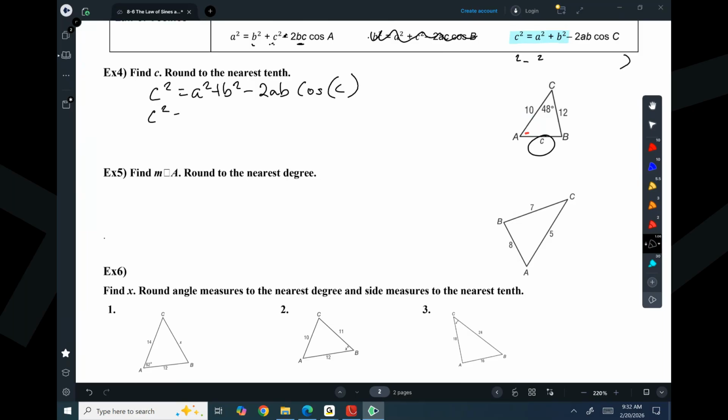So C squared equals, it doesn't matter which one you call A and B, but if we want to leave it with this, we'll call it 12 squared plus 10 squared minus 2 times 12 times 10 times the cosine of 48. Okay, now look at this real quick. That's just pure numbers, yes? So if you don't want to estimate that, you could type that straight into a calculator, yeah? Which is what I'm going to do.